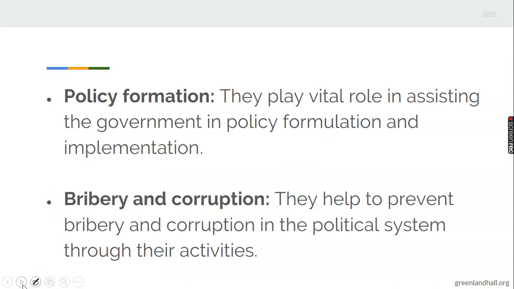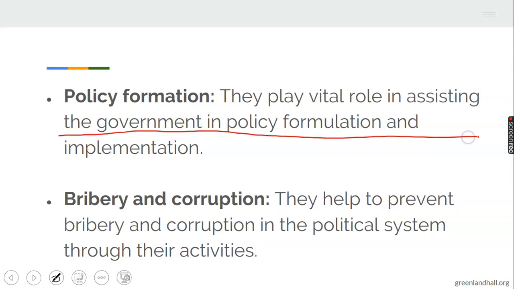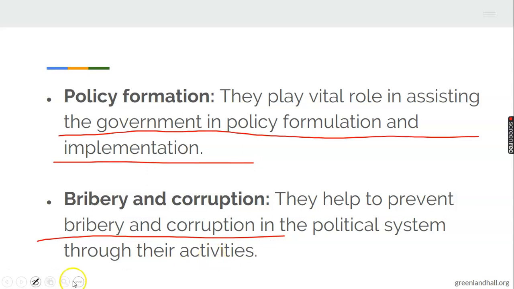Policy formation. They play a vital role in assisting the government in policy formation and implementation. It's one thing for the government to make a policy, it's another thing to implement the policy. They help in making sure that policies made by the government are also implemented. Bribery and corruption. They also help to prevent bribery and corruption in the political system through their activities.